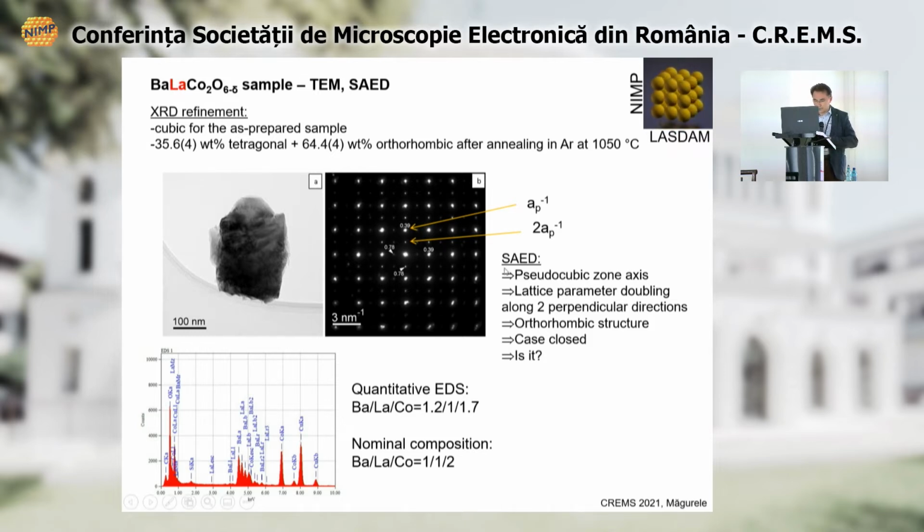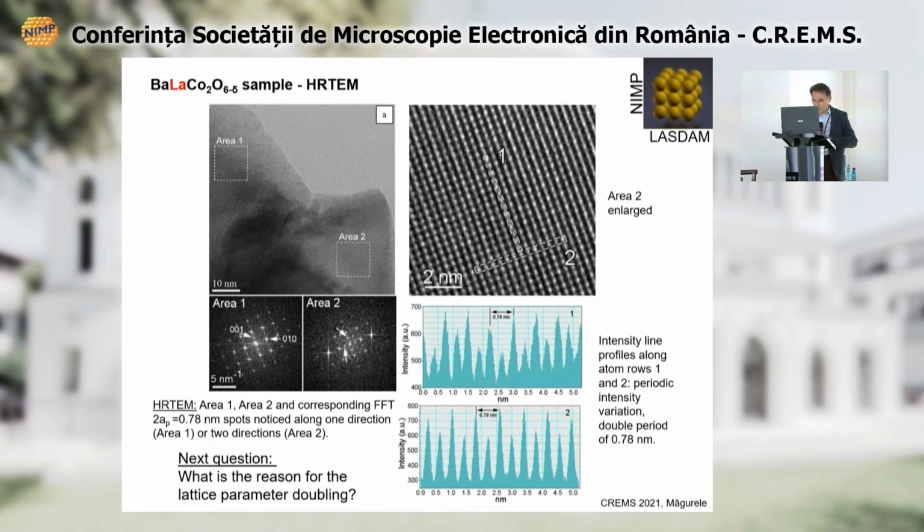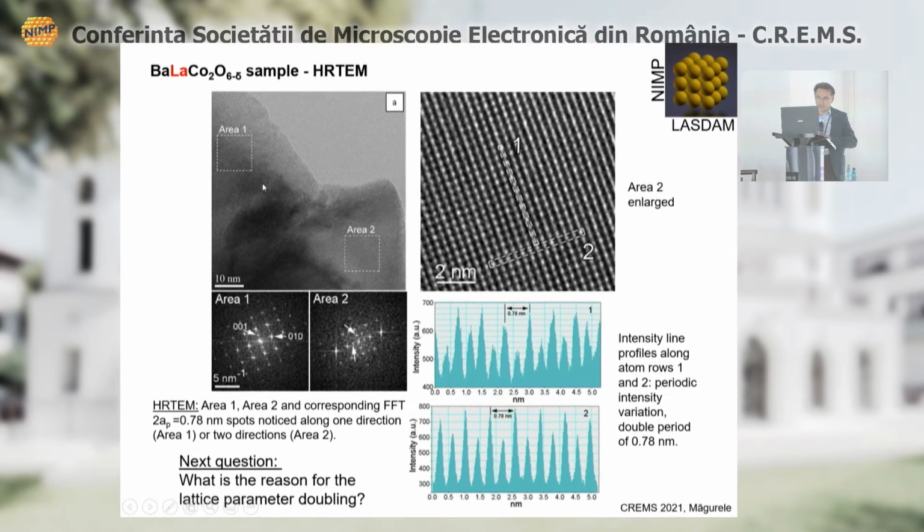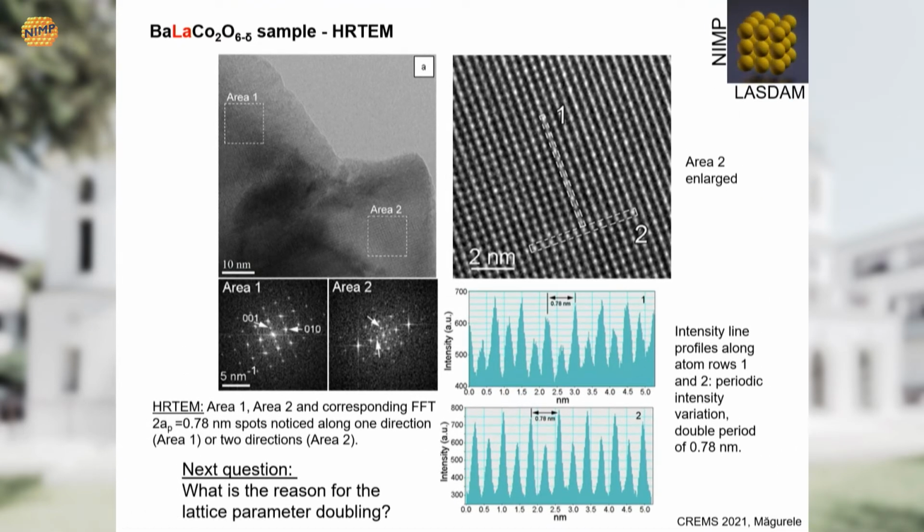So comparing with the structural models that we saw on the previous slide, we could conclude that we have an orthorhombic structure and the problem is closed. Well, is it? In order to make a more careful analysis, we performed HRTEM investigations on the thinnest part of this grain. And I present here a small magnification HRTEM image. I just put it as it was recorded.